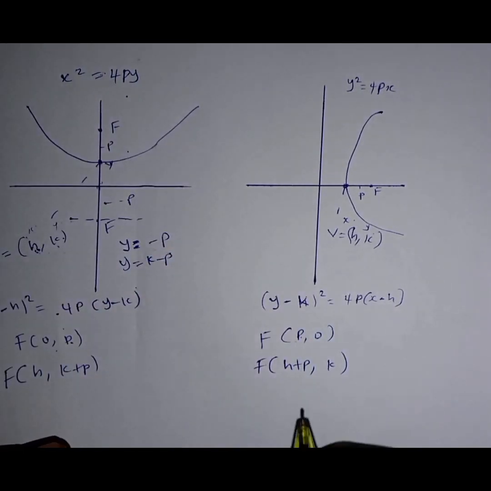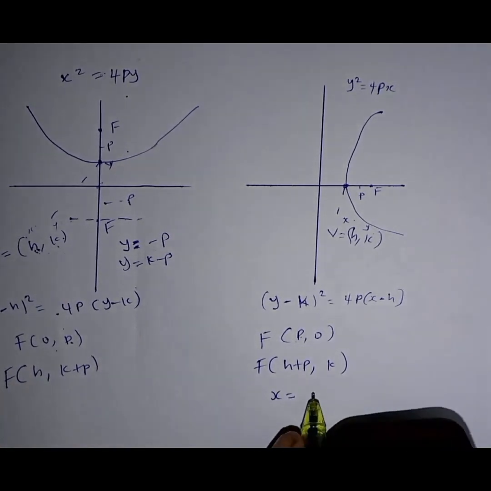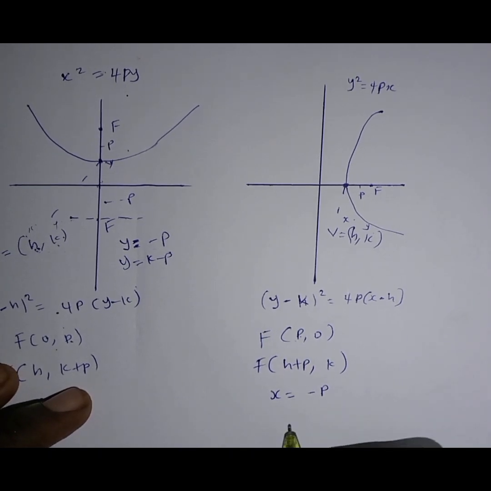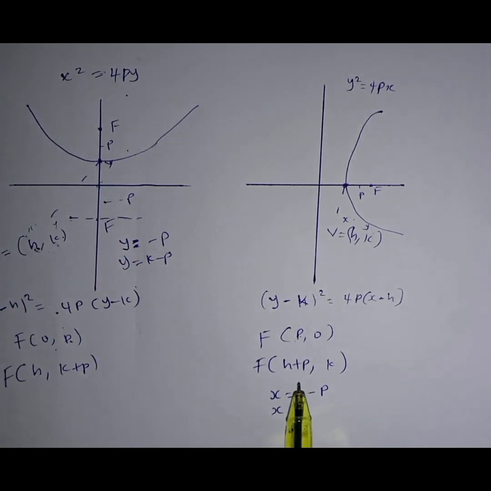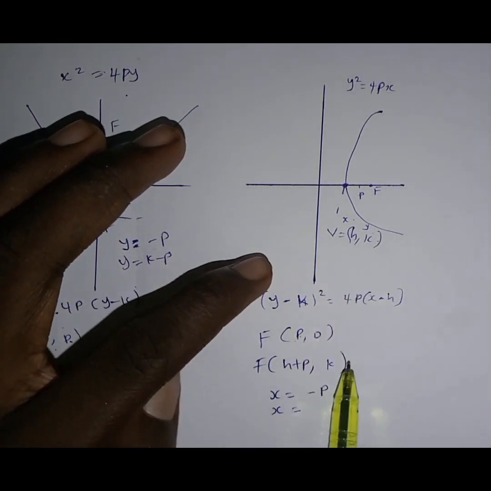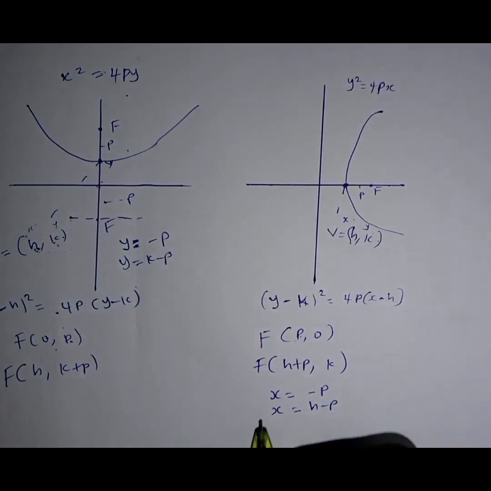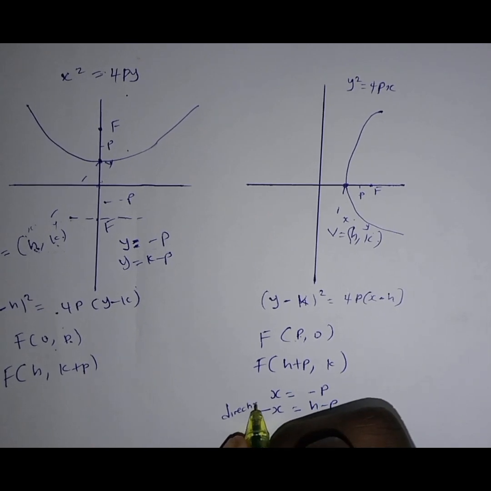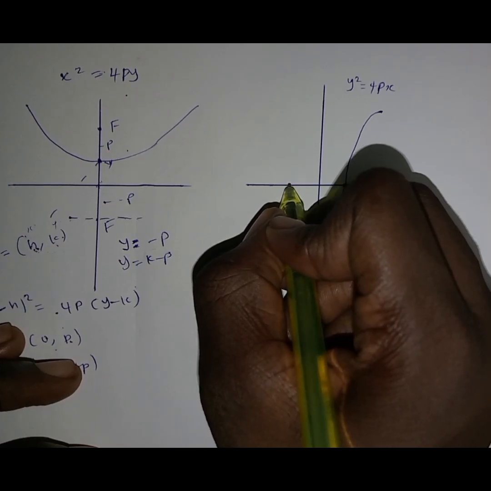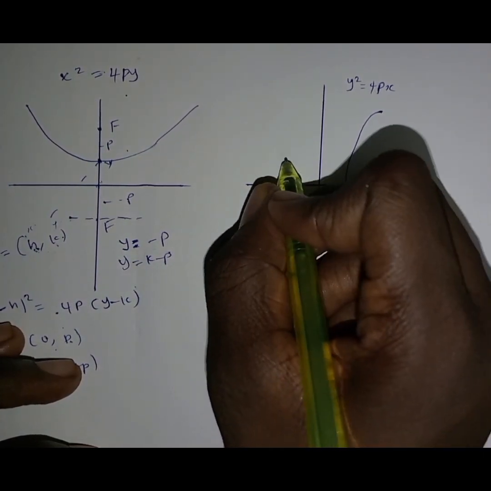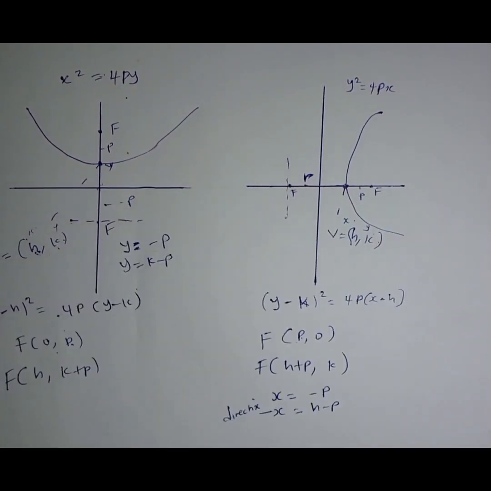So now what will the directrix here be? The directrix here will simply be x equals to, the directrix here before is minus p. So therefore it will now be x equals to, now the vertex is h and k, x is h, so it will now be h minus p. So that's the directrix. And the directrix occurs from this vertex to the focus F, on the negative side of p, and these are the negative side of p.